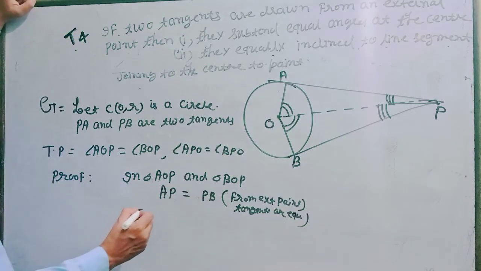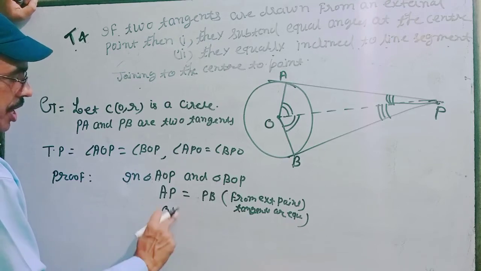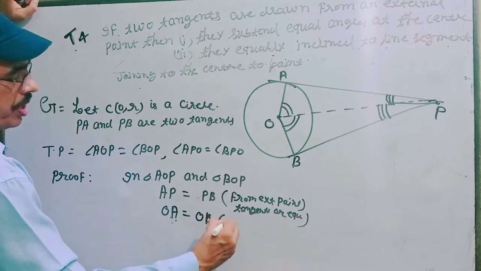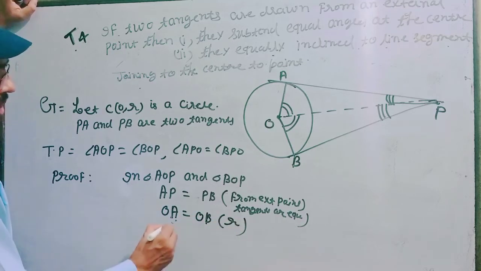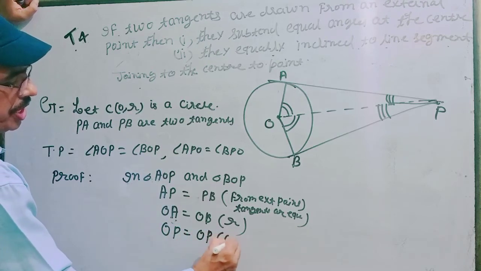AP is equal to PB. Next, you write OA is equal to OB, and this is the radius. And third, OP is equal to OP. It is common.